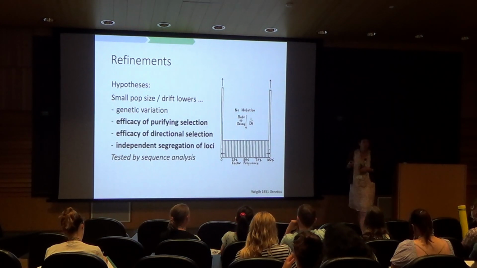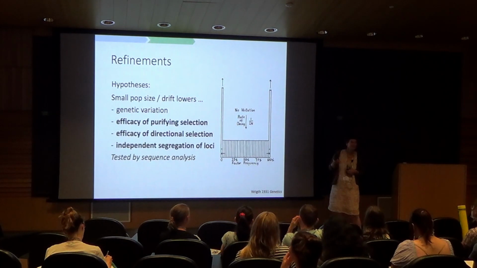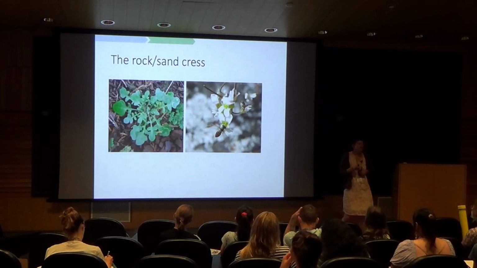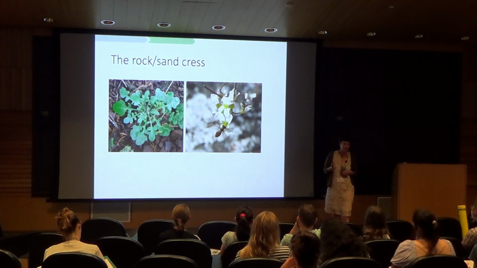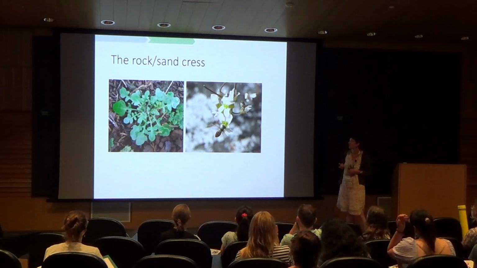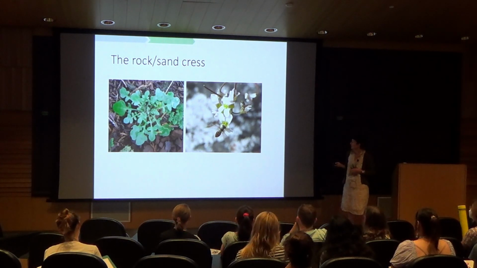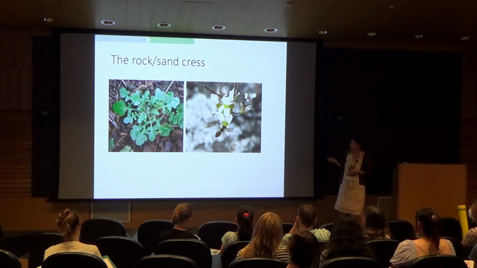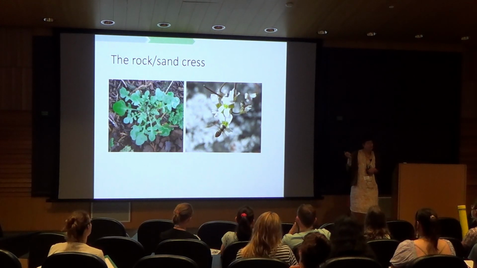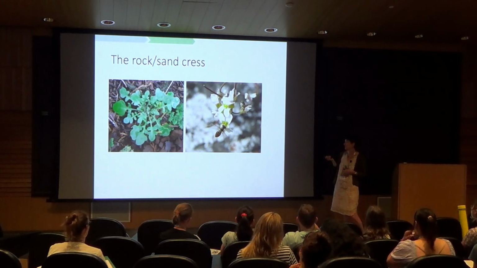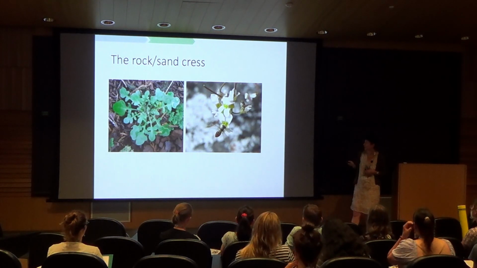So these are the specific hypotheses that we also tested, but the system is not a furry animal, we work with plants. Actually, we work particularly with one species of plant. It's the rock or sand cress, and it's an Arabidopsis species. It produces basal rosettes that then produce inflorescences, bigger flowers than Arabidopsis thaliana. That's a selfer. This is now the outcrossing relative, pollinated, for example, by syrphids.